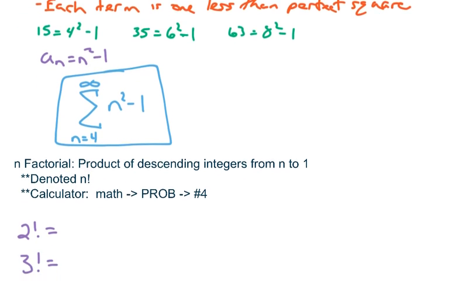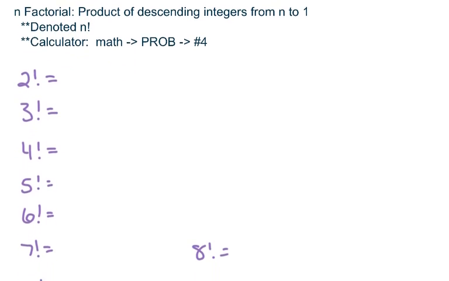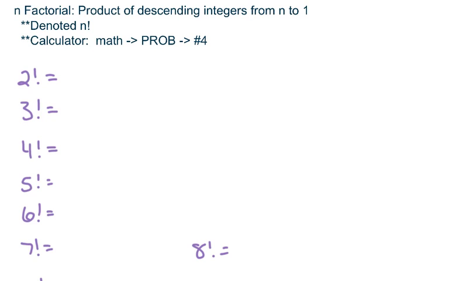The last item of business in section 12.5 is the idea of factorial, n factorial. N factorial, or any factorial, is the product of descending integers from n to 1. The key here with factorial is you're never going to use decimals or fractions. It's all integers, all whole numbers, positive integers from n to 1. So it's denoted n with an exclamation point.